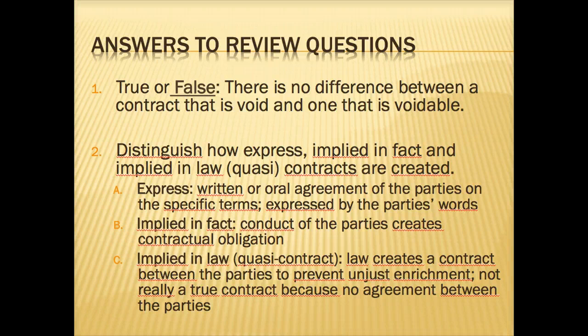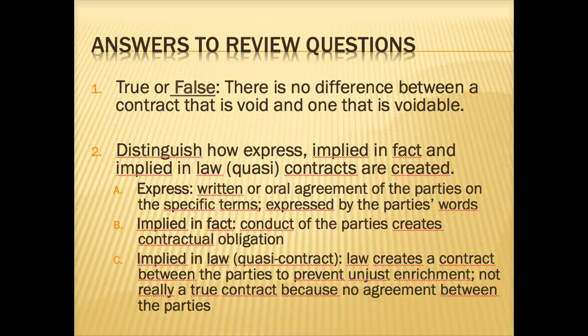And then the third one is implied in law, or quasi-contract. This is not what they call a true contract. The law doesn't consider this a true contract because in a true contract, the parties are agreeing to something, whether they agree by conduct or whether they agree by words. In the case of a quasi-contract, the law creates a contractual obligation between the parties, even though there is no contract.